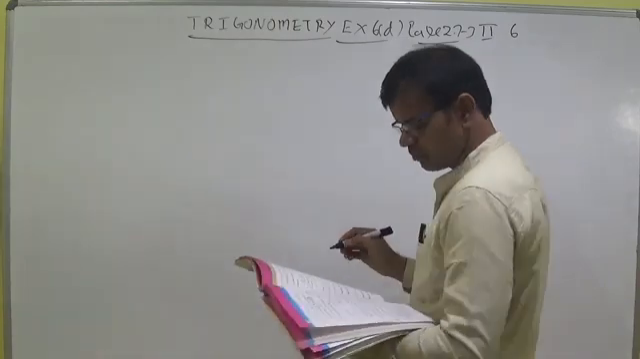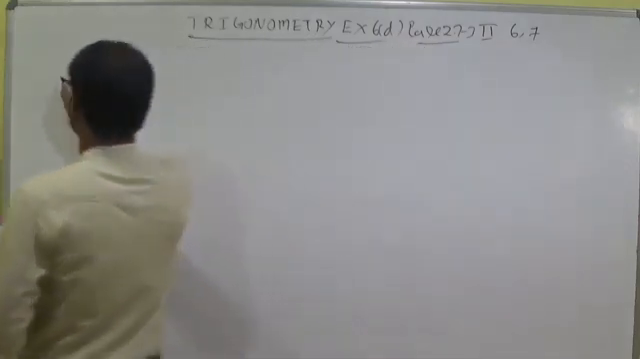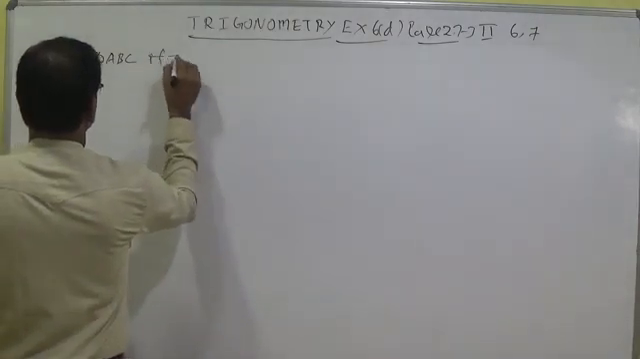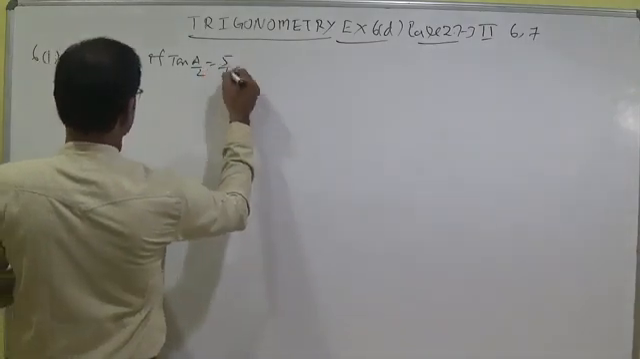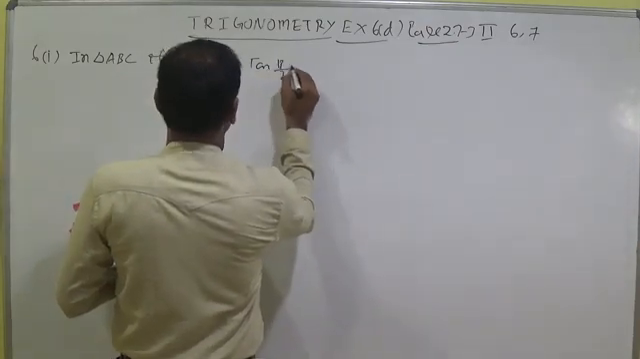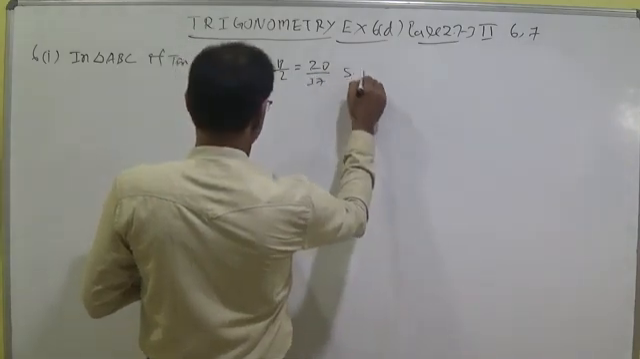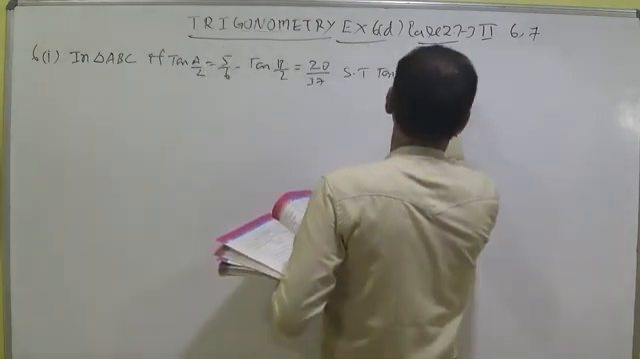Five sums we have completed in the previous class. Let us discuss the 6th and 7th in today's class. Sixth one, first question. In triangle ABC, if tan A by 2 is equal to 5 by 6, tan B by 2 is equal to 20 by 37, show that tan C by 2 is equal to 2 by 5.